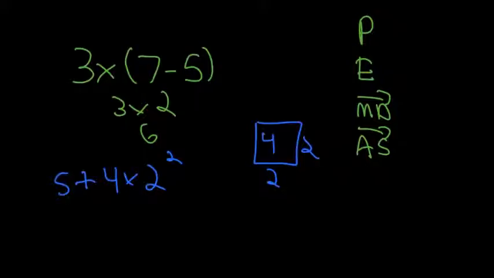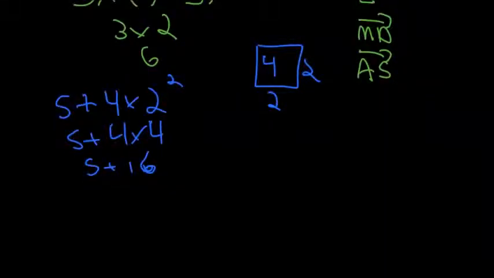So we have no parentheses here, so we're starting with that exponent. So 2 squared is 4. So now I have 5 plus 4 times 4. So next I have multiplication division, so I do that. So 4 times 4 is 16. And I end up with 5 plus 16, which is 21.